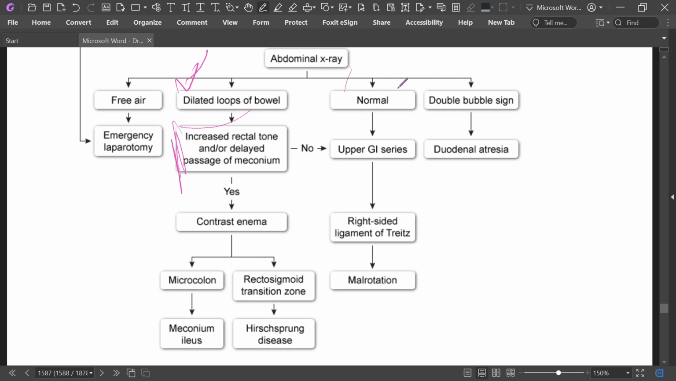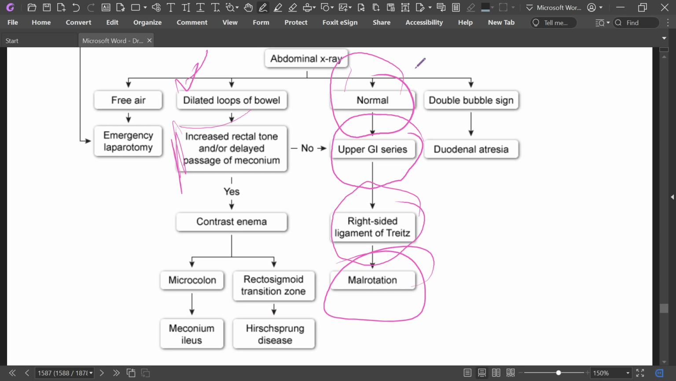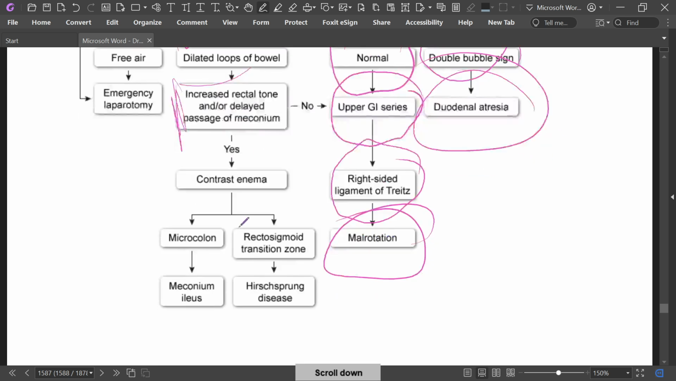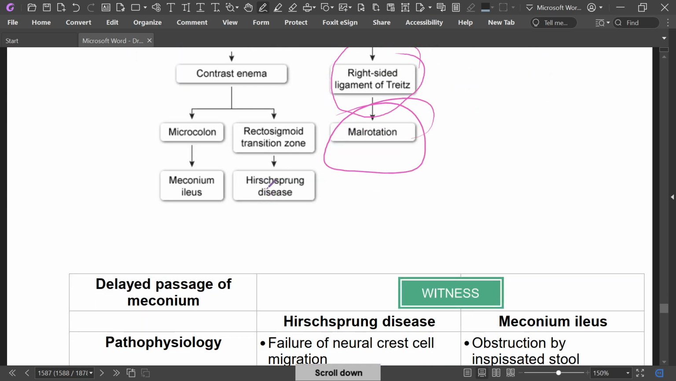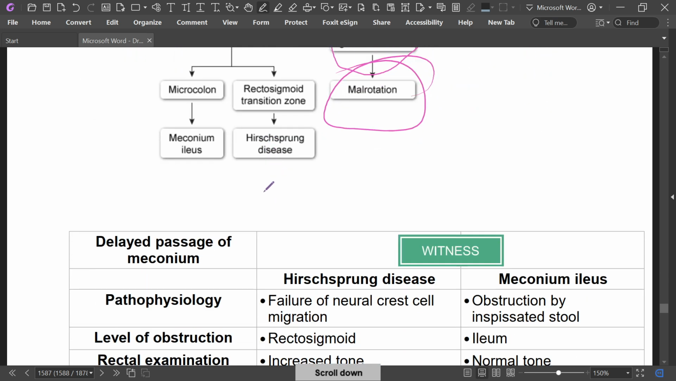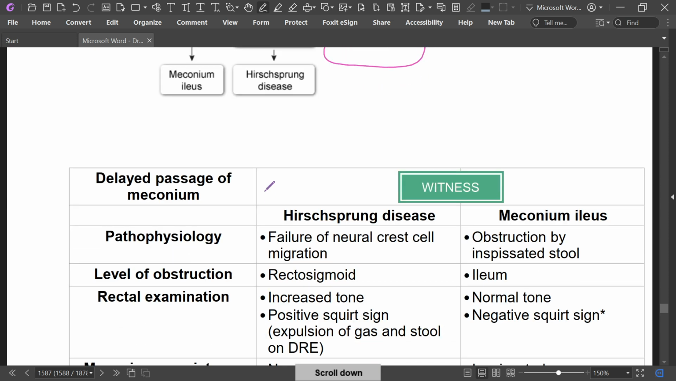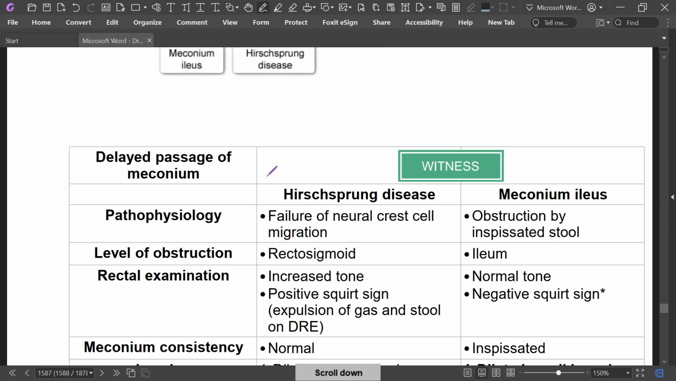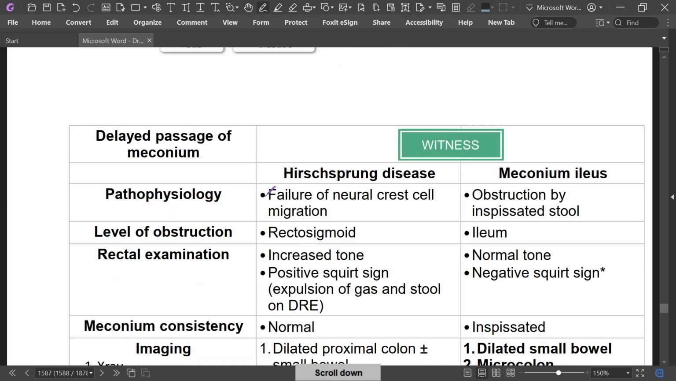If the abdominal X-ray is normal, go for an upper GI series. If there is a right-sided ligament of Treitz, malrotation is suspected. If there is a double bubble sign, duodenal atresia should be thought of.